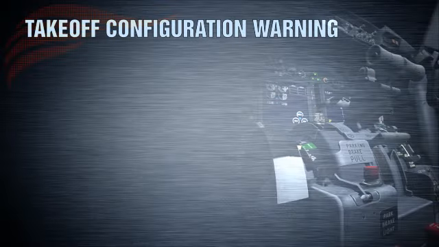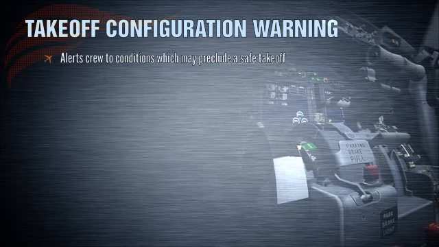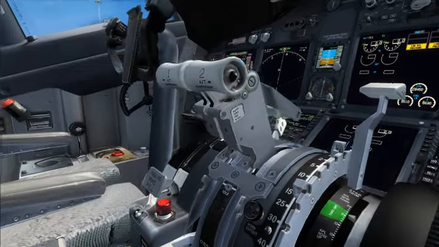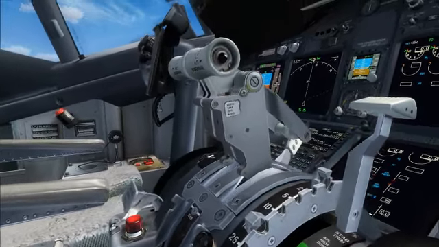The takeoff configuration warning alerts the flight crew to various conditions which might preclude a safe takeoff. An intermittent horn sounds if the thrust levers are advanced for takeoff, but the aircraft is not correctly configured.